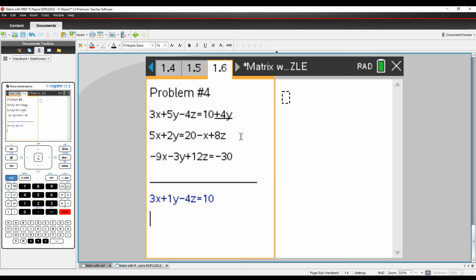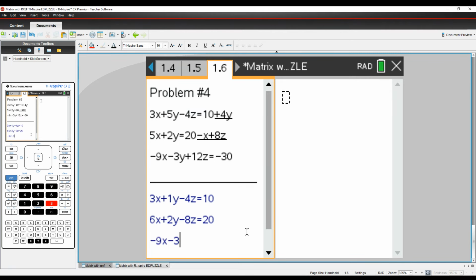On the second equation, I see a couple things going on here. I actually have to get rid of both of these. So how do I get rid of a -x? I add 1x to the other side. So what is 5x plus 1x? 6x. Nothing happened to my y's. Now this positive 8z, I'm going to subtract 8z from both sides because 8z minus 8z is 0. And my third row is actually already in standard form. So I don't need to do anything to it. I don't need to move anything over. And it is written in the correct order.